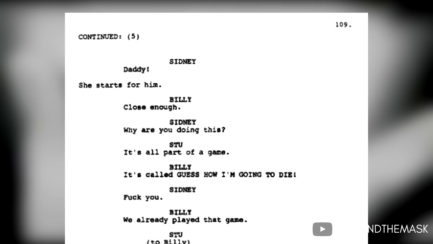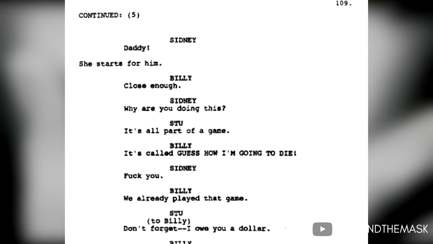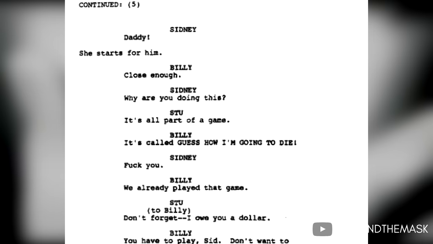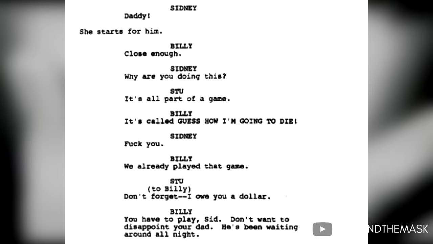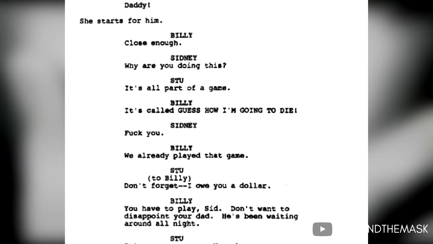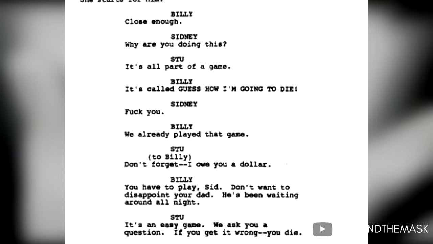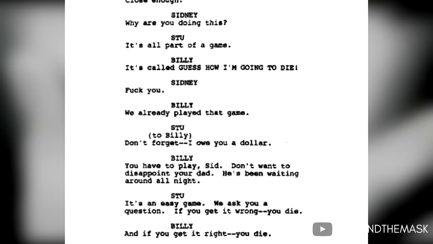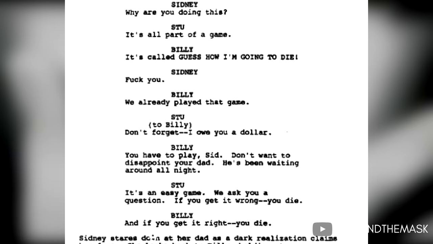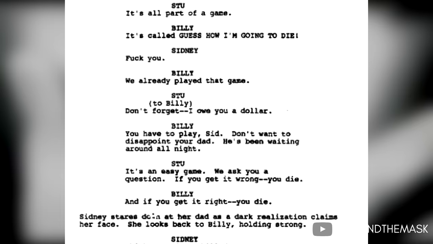Sydney: Why are you doing this? Stu: It's all part of a game. Billy: It's called Guess How I'm Gonna Die. Sydney: Fuck you. Billy: We already played that game. Stu to Billy: Don't forget I owe you a dollar. Billy: You have to play, Sid. Don't want to disappoint your dad. He's been waiting around all night. Stu: It's an easy game. We ask you a question. If you get it wrong, you die. Billy: And if you get it right, you die.